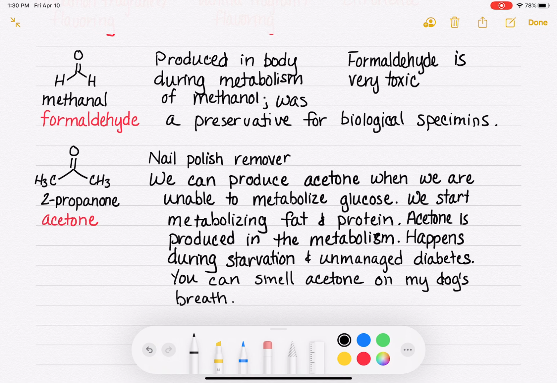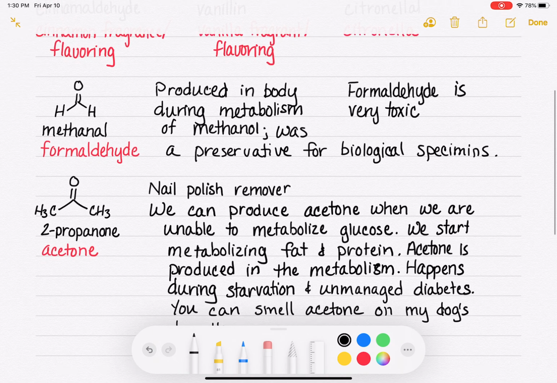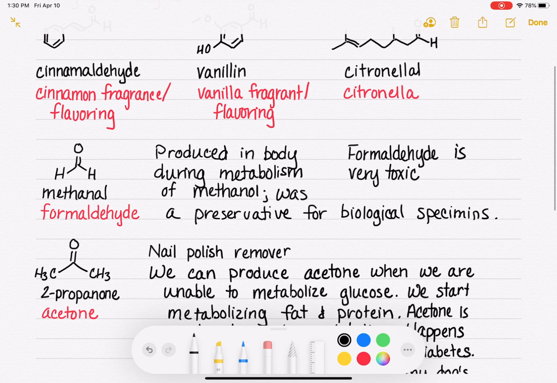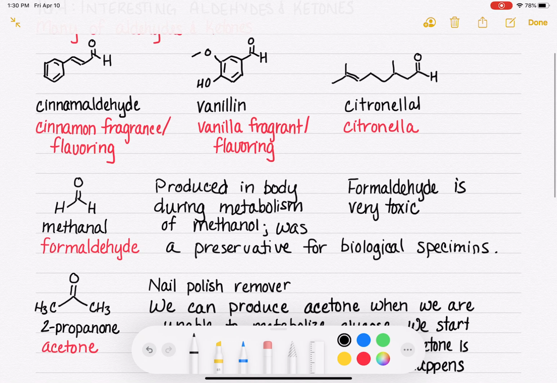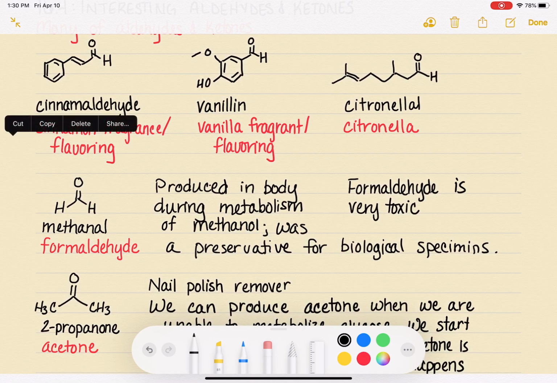But anyways, these are 5 different aldehydes and ketones that you are encountering in your everyday life. Probably not formaldehyde, but acetone and cinnamon and vanilla and citronella.